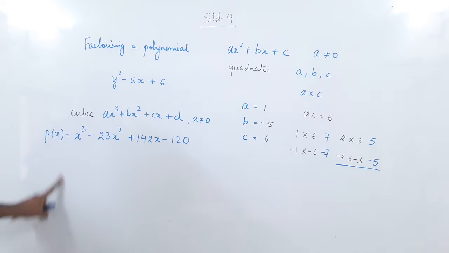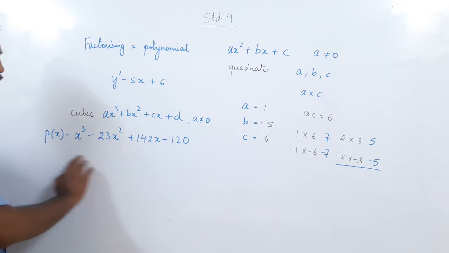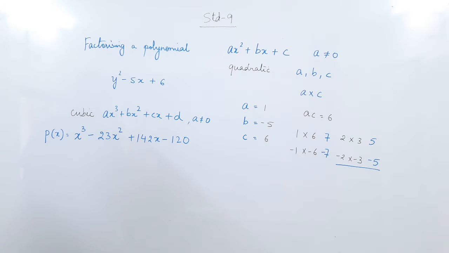Now, to find the first factor, I will put p of 1, p of 2, p of minus 1, p of minus 2, p of 1 by 2, p of 1 by 3, p of minus 1 by 2, p of minus 1 by 3, p of 2 by 3, p of minus 2 by 3. This becomes a trial and error method, because we do not have any direct formula. But how many values should I take till I reach a conclusion?